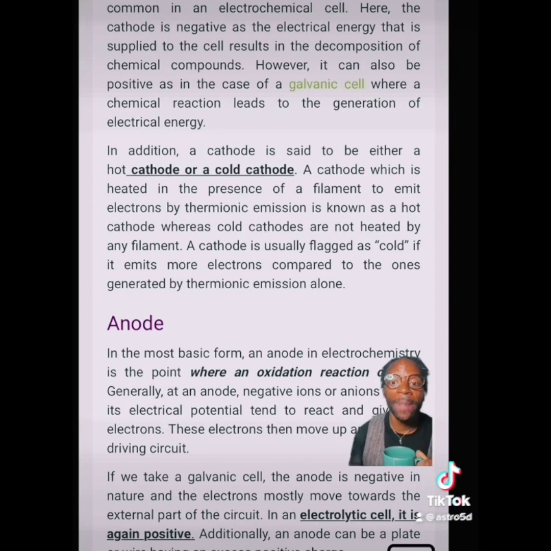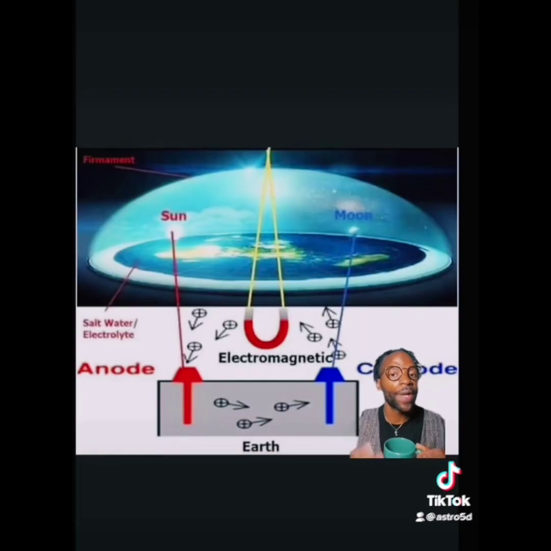Additionally, an anode can be a plate or wire having an excess positive charge. So we already covered that the Earth has a large electromagnetic field surrounding us, and connected to that electromagnetic field, you have an anode and you have a cathode. With the use of powerful magnets, the sun and moon stay on this autonomous circular rotation, giving it a natural effect. So in a reality that was a simulation, this is how the sun and moon would stay charged. To clarify, this is the most basic explanation of that.